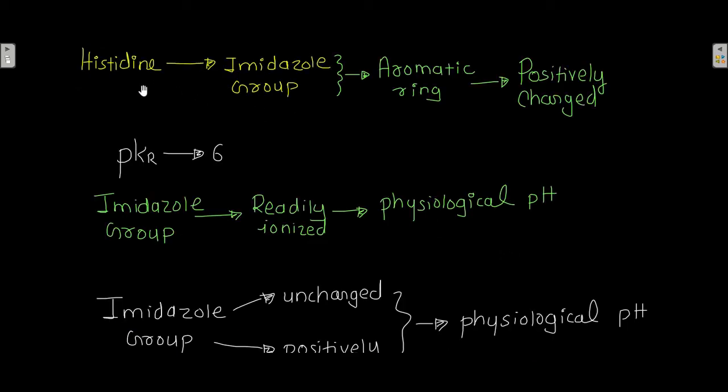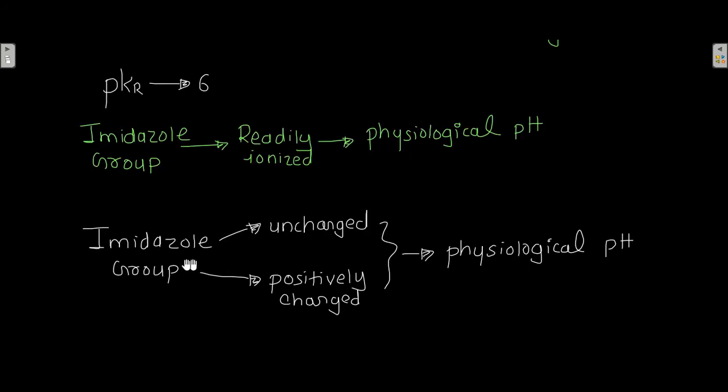Now consider the histidine amino acid. Now this amino acid has an imidazole group, which is an aromatic ring which can be positively charged. So the imidazole group is there in your histidine. Now with a pKr value of 6, the imidazole group can be readily ionized near the physiological pH. So the imidazole group of the histidine can be uncharged or it can be positively charged at the physiological pH.